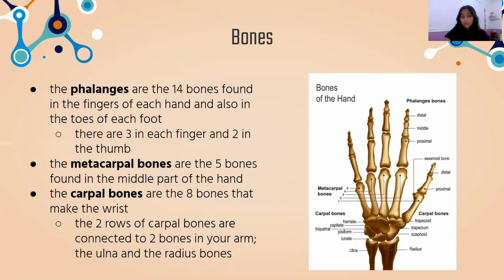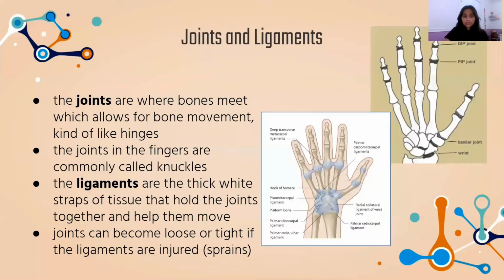The metacarpal bones are the 5 bones found in the middle part of your hand, so right around here, and they're right under the phalanges. The carpal bones are the 8 bones that make up the wrist, so right around here, and there's 2 rows of carpal bones that are connected to 2 bones in your arm called the ulna and the radius bones.